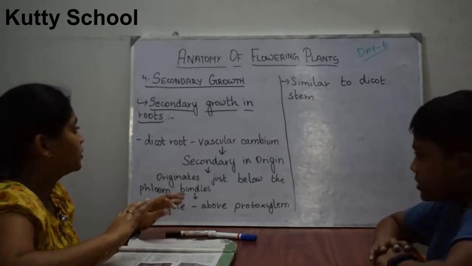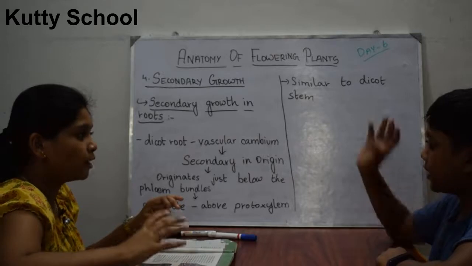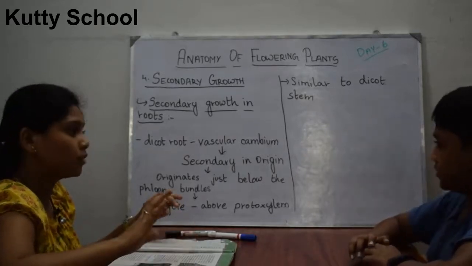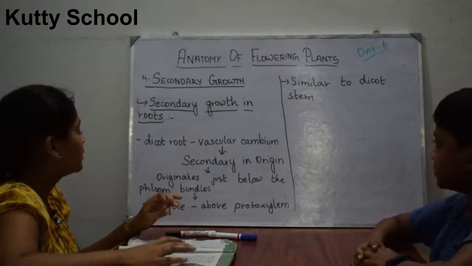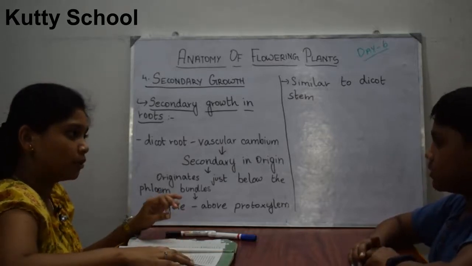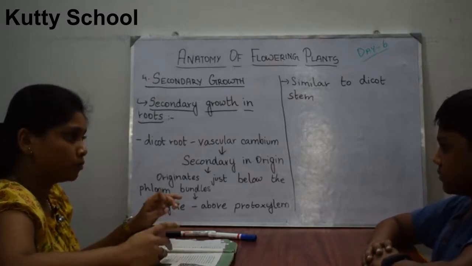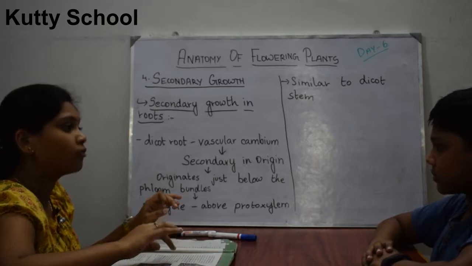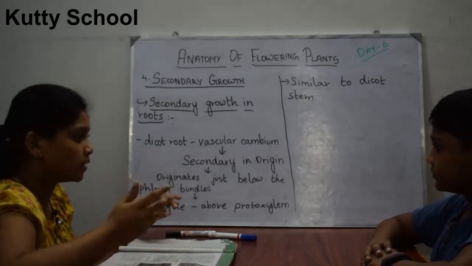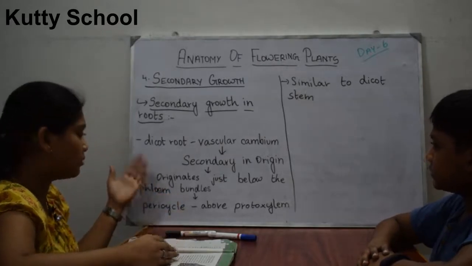Here secondary growth generally occurs in dicot roots and dicot stems only. We have already discussed that secondary growth occurs only in dicot plants. So in the dicot root, vascular cambium is developed here also, and this vascular cambium is secondary in origin. It develops after the root matures. After the primary stage, when it starts the secondary stage, this vascular cambium is developed.